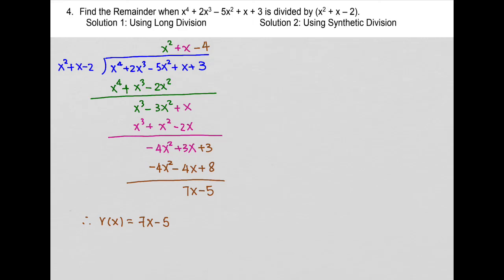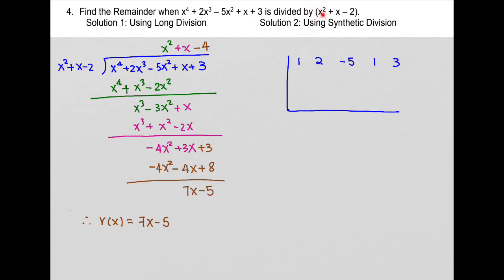Method 2, that's using synthetic division. So first thing we do is draw a division symbol. Next, we fill in the coefficients of the dividend. So 1, 2, negative 5, 1, and 3, coming from the coefficients of the dividend. Next, we have to fill in the divisors. So first, we have to check the leading coefficient of the divisor, which is a 1. That means we do not need to factor any numbers out.